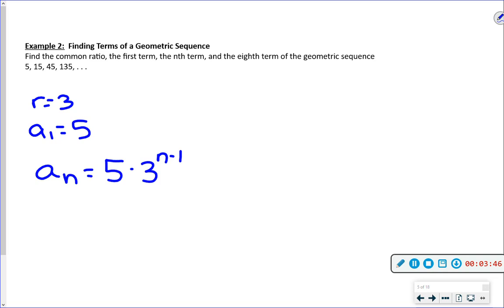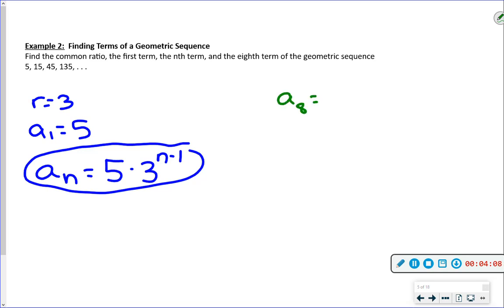Now, careful here. Can you multiply the 5 and 3 together and make it 15 to the n minus 1? No. Order of operations is a big thing. Exponent first, so I can't. So I'm just going to leave it. And the reason, like yesterday, we like to get the formula is that now I can get you any term you asked me for. Well, they want the 8th term. So I'm going to put an 8 in.